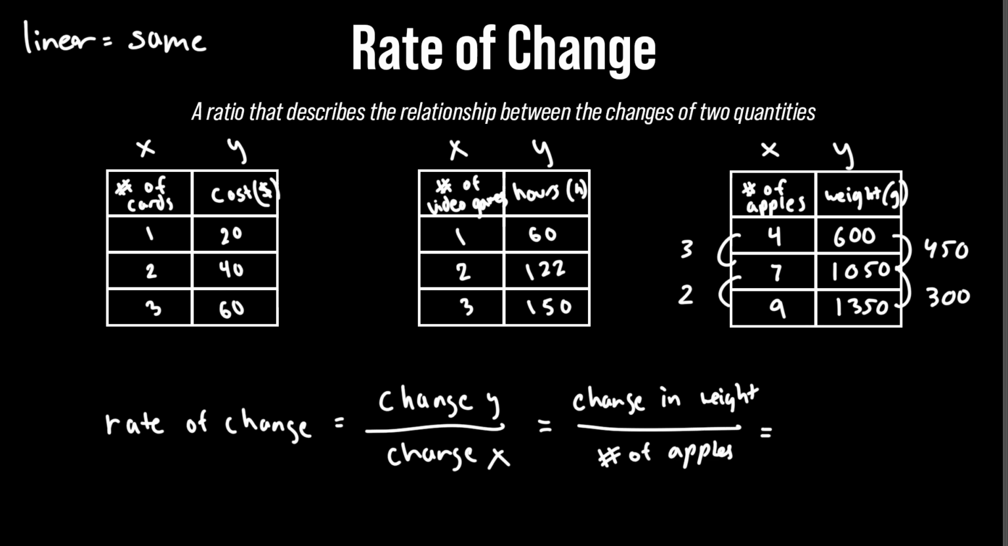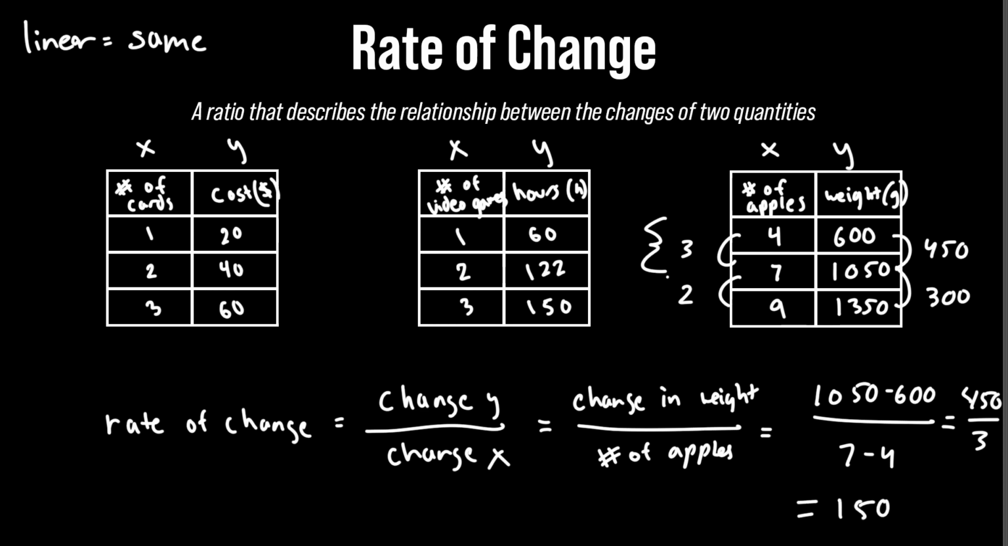So for the change in weight, let's take the first interval from 4 to 7. So the change in weight is 600 to 1050. So we're going to take the difference. So 1050 minus 600. And the number of apples goes from 4 to 7. So the difference is 7 minus 4. So we're going to get 450 over 3. And this simplifies to 150.